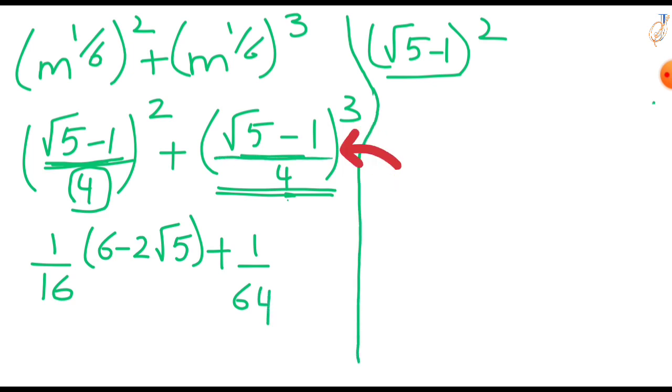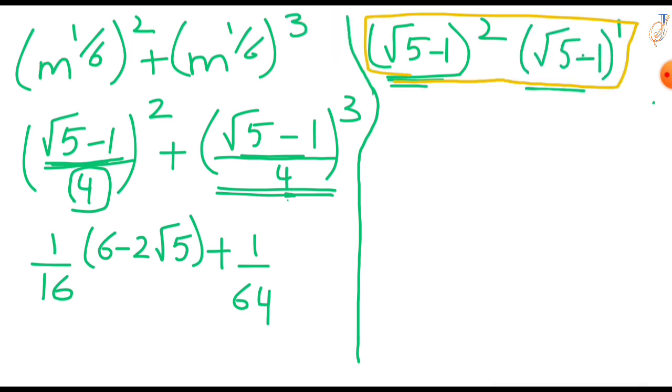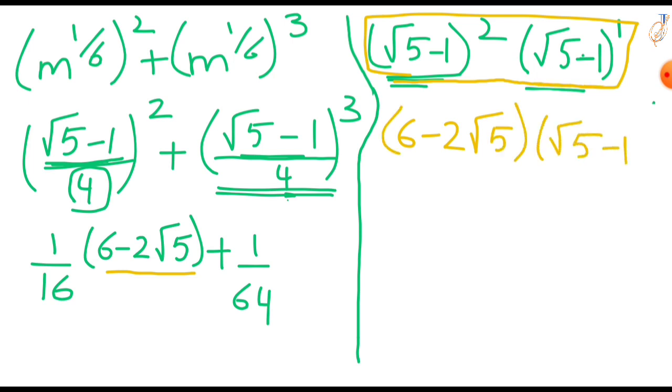In the numerator we have root 5 minus 1 whole cube. This root 5 minus 1 whole cube we can write as root 5 minus 1 whole square times root 5 minus 1. Already we found that root 5 minus 1 whole square value is 6 minus 2 root 5. We use that here. 6 minus 2 root 5 times root 5 minus 1. Multiply these two terms. 6 times root 5 is 6 root 5. 6 times minus 1 is minus 6. Minus 2 root 5 times root 5.